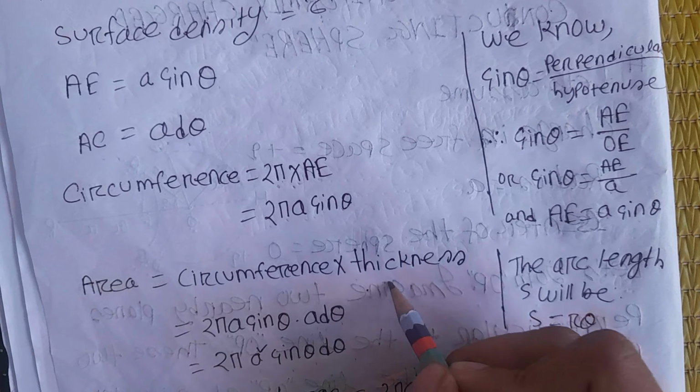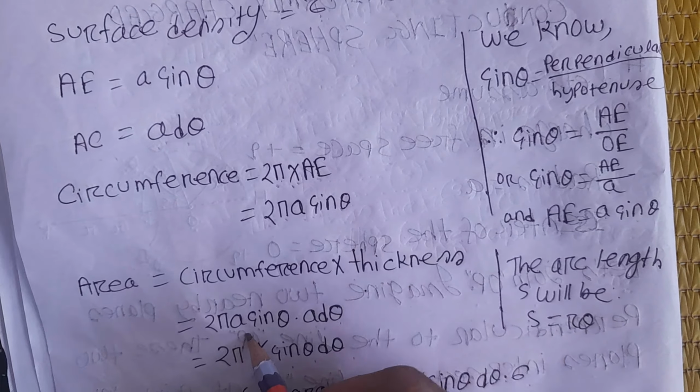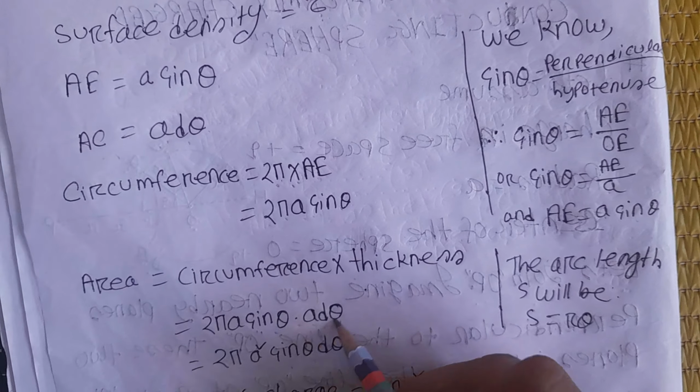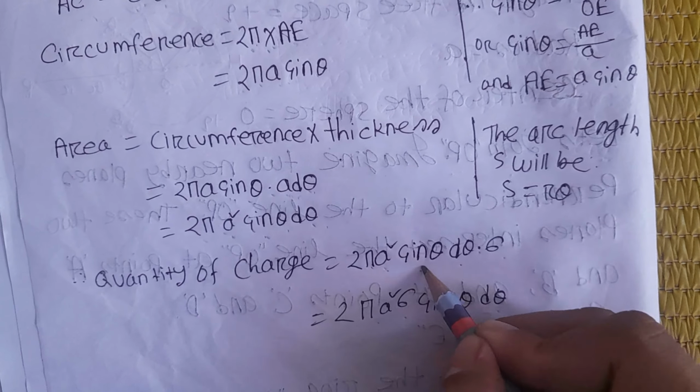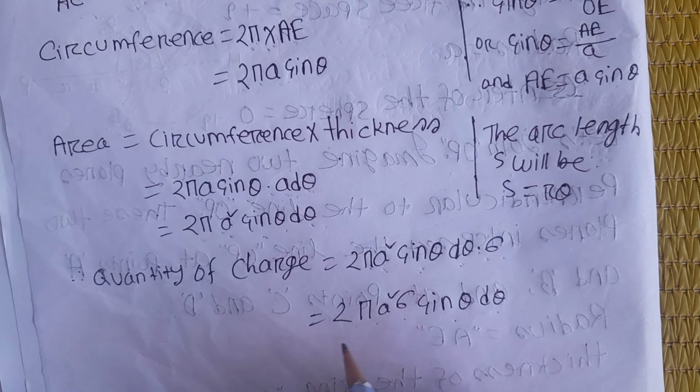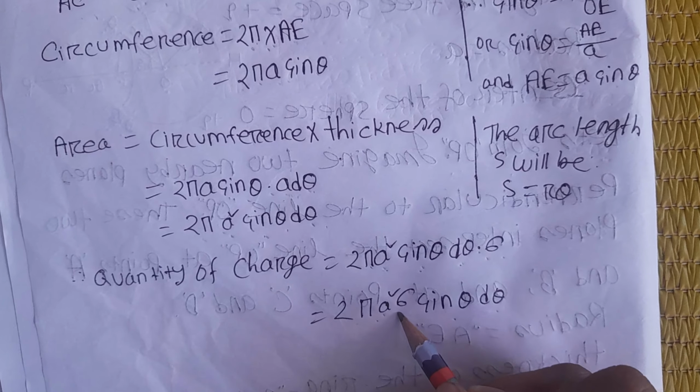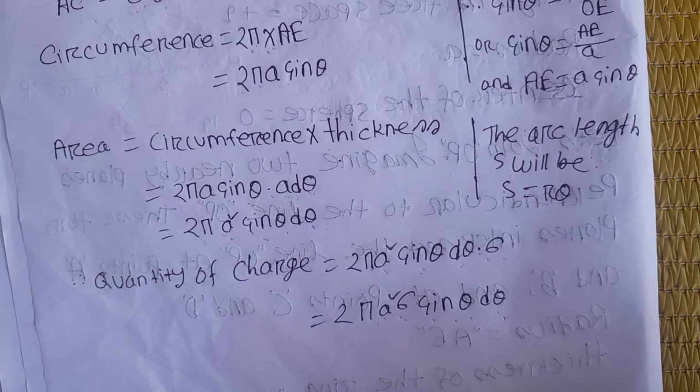Area equals circumference into thickness. 2 pi a sin theta into a d theta, because thickness equal a d theta. Quantity of the charge equal 2 pi a square sin theta d theta into sigma equal 2 pi a square sigma sin theta d theta.